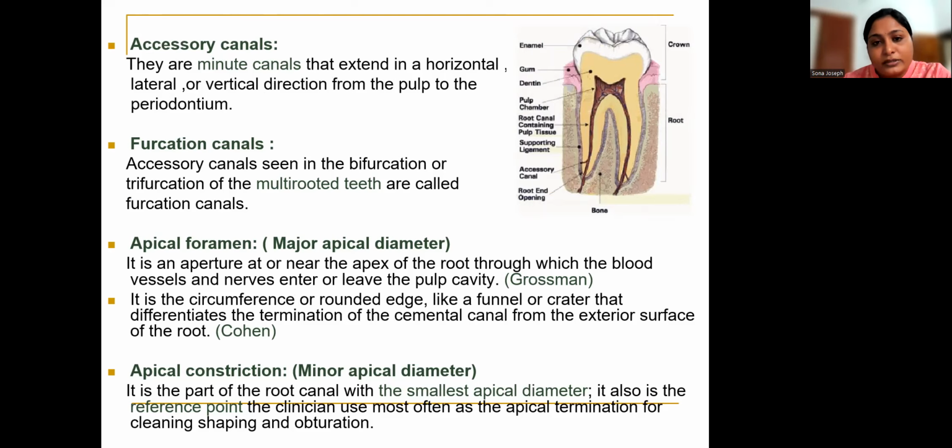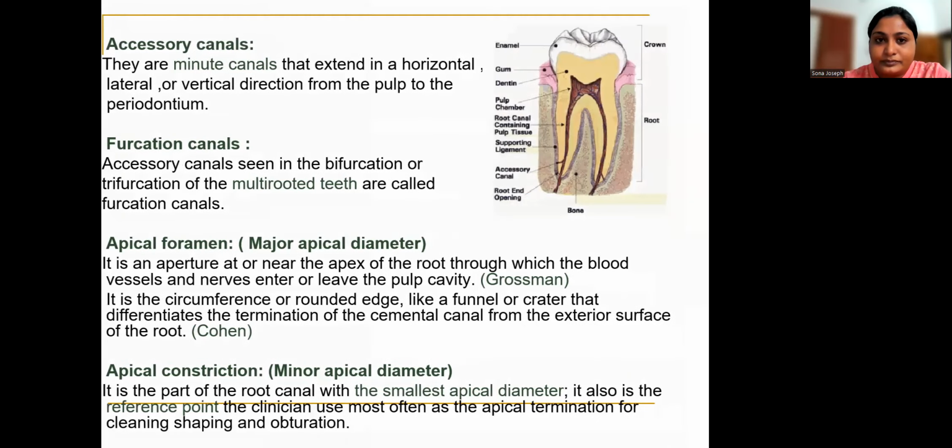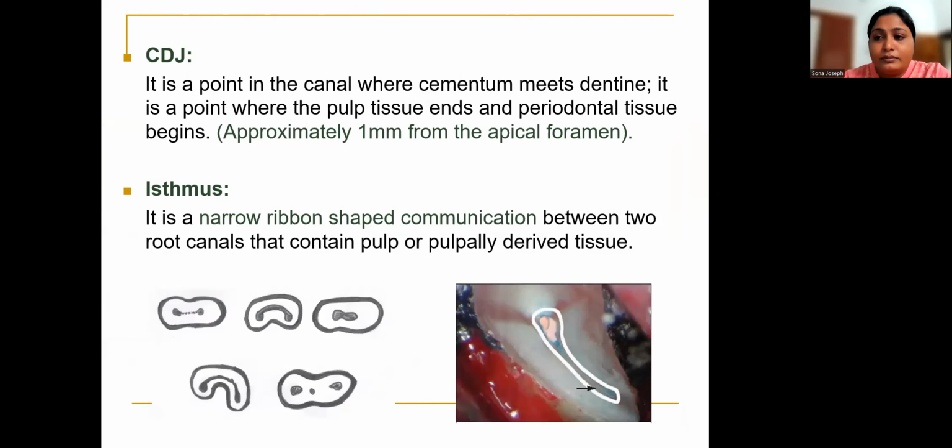Now, hereafter, after pulp space anatomy, you'll be learning the different chapters or the different steps in the root canal treatment, starting from access cavity to the obturation and the post-endodontic restoration. At all these points, you must remember this landmark, apical constriction or minor apical diameter. CDJ, more or less, coincides with the apical constriction. It is a point in the canal where cementum meets the dentin. It is a point where the pulp tissue ends and the periodontal tissue begins.